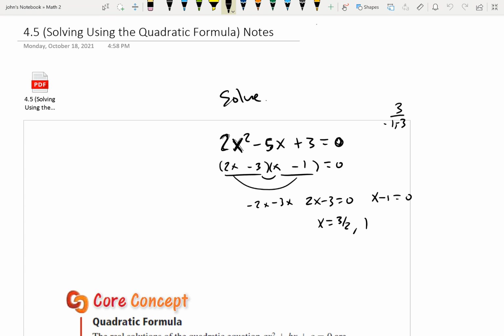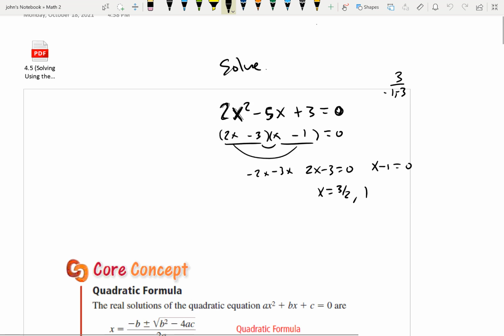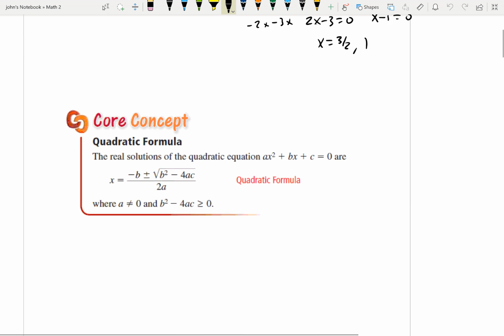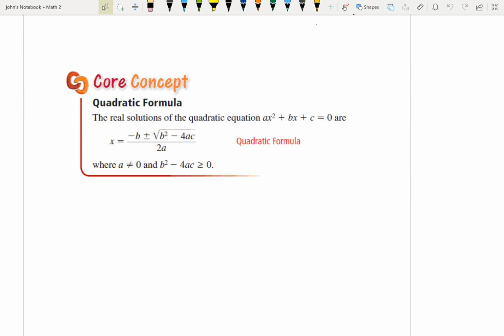So this fifth method is another one like completing the square that always works, and a lot of times it's easier to use than completing the square. So what we're going to do is go over the quadratic formula. So this is the formula. I'm not going to go through where the formula came from in this video, but I'd love to show you if you want to come in sometime. But if I have a quadratic equation in standard form, that means the x squared term is first, the x term is second, and the constant is third, equals 0.